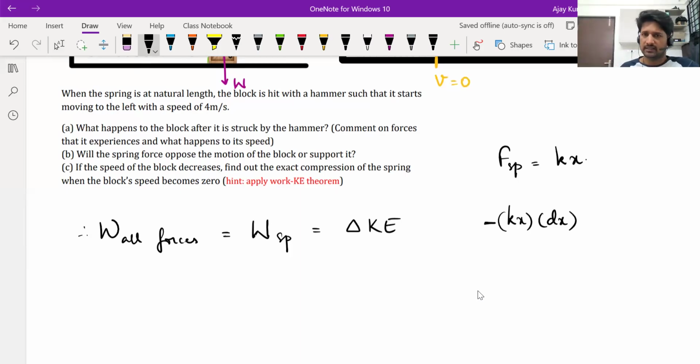Okay, dx and ds are negatives of each other, so we got an expression like this, and we need to integrate this from initial compression, how much ever that is, to the final compression or elongation, how much ever that is. That will give us the work done by spring force.